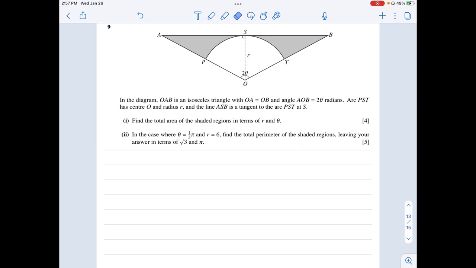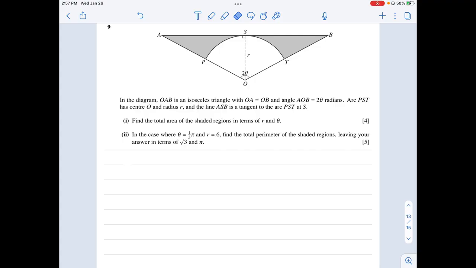So coming to question number 9, in the diagram OAB is an isosceles triangle, OA equal to OB and angle AOB equal to 2 theta. Arc PST has a center O and radius R, and the line ASB is a tangent to the arc PST at S. Find the total area of the shaded region.